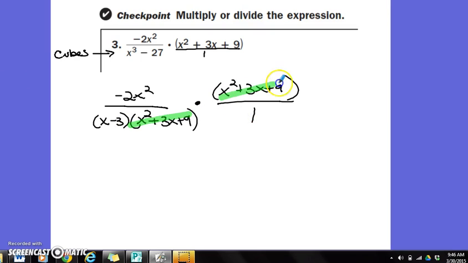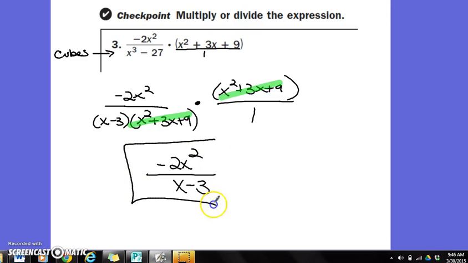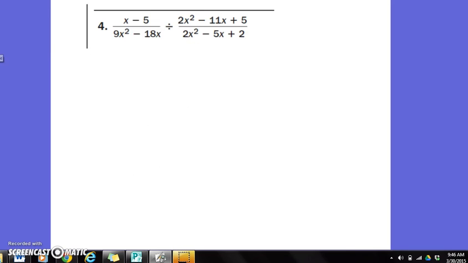Look how these cancel out. There's nothing else that reduces. So you're going to get a negative 2x squared. And remember, 1 times x minus 3 is just x minus 3. This is your answer. All right, we got a dividing one. We have to keep, switch, flip. So we're going to say x minus 5 over 9x squared minus 18x times. So keep the first one, switch the sign, and flip.